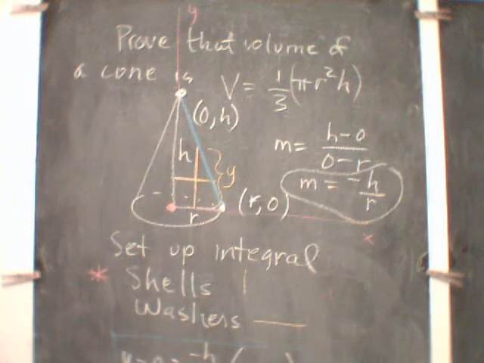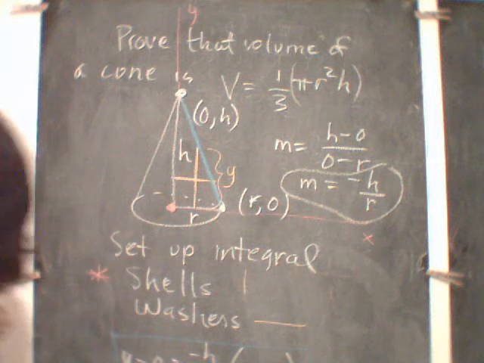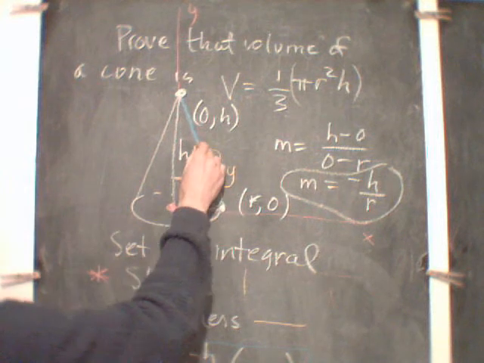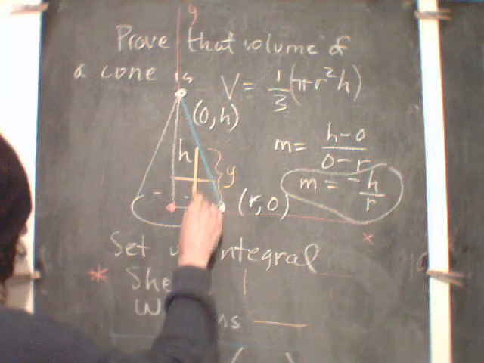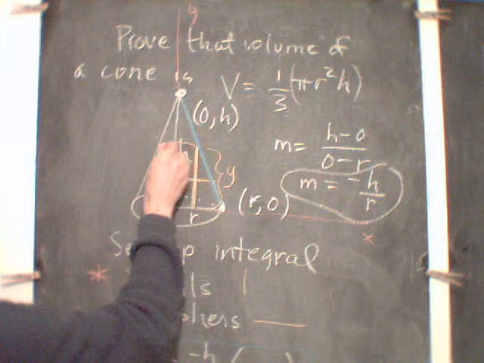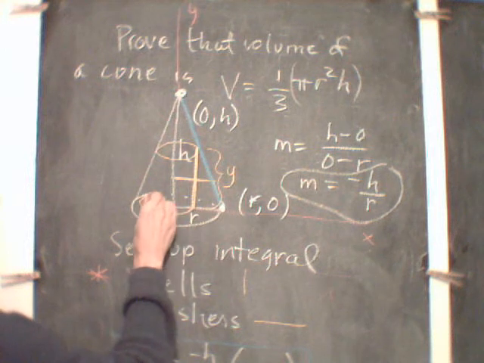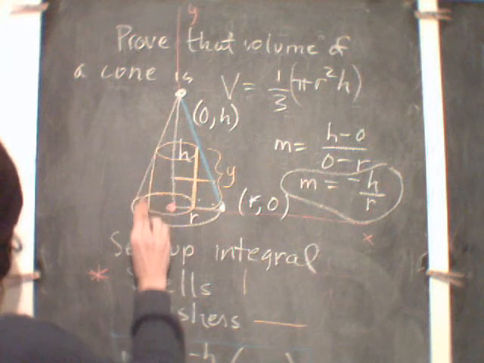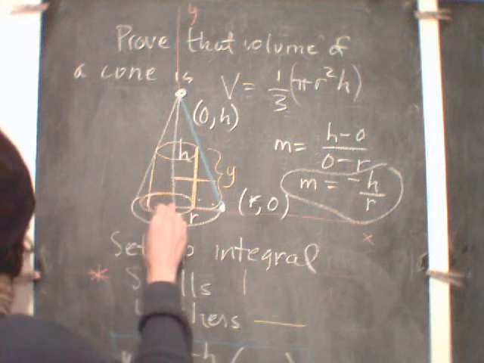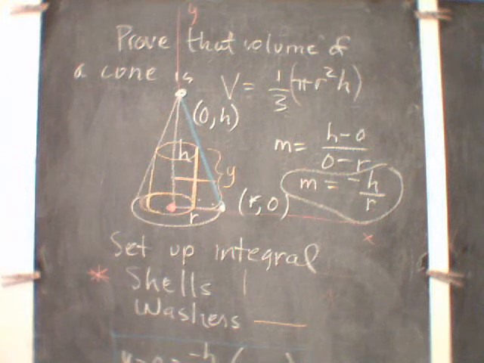But what is the shell method? Well, here's the key. The shell method takes a little thickness of this thing and rotates it around. You see, it rotates and creates a little miniature shell inside of there. If I did my drawing right, it would just be a small little circle in there.